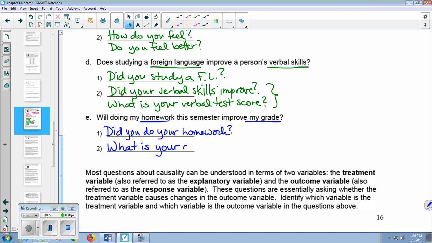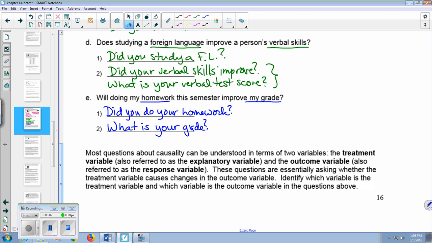And that may be numerical if you're looking for a number grade, or categorical if you're limiting them to letter grades. Okay. So below that, most questions about causality can be understood in terms of two variables. We're going to have the treatment variable, which can also be referred to as the explanatory variable. And we have the outcome variable, which is also referred to as a response variable. These questions are essentially asking whether the treatment variable causes changes in the outcome variable. So identify which variable is the treatment variable and which variable is the outcome variable in the questions above.